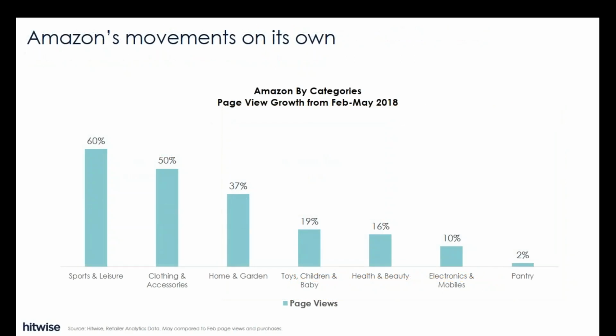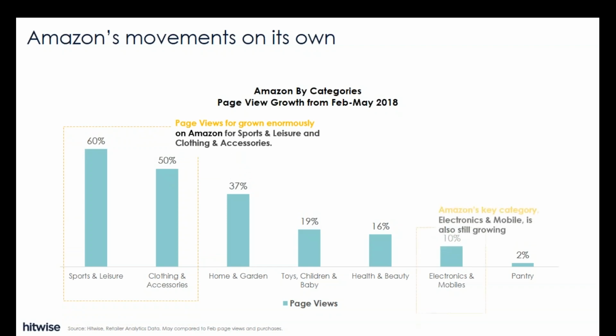On this chart, we're looking at Amazon's growth in terms of page views among key categories from February to May this year. Over this 4-month period, Amazon has seen a rise in page views for a number of their categories, with a couple of call-outs here: sports and leisure and clothing and accessories. Categories that they're lesser known for have seen a rapid rise over 2018, growing by over 50% over this 4-month period. Additionally, their more traditional categories like electronics and mobile has also grown at 10%.